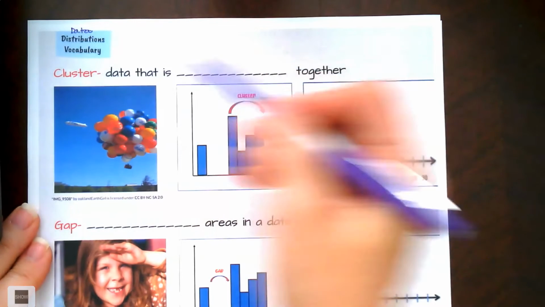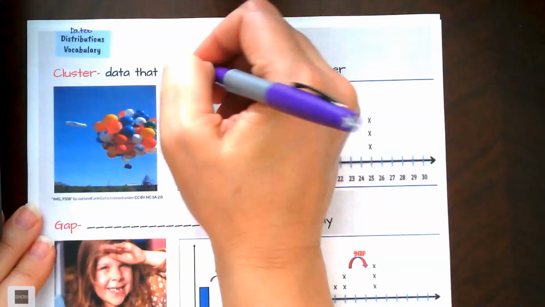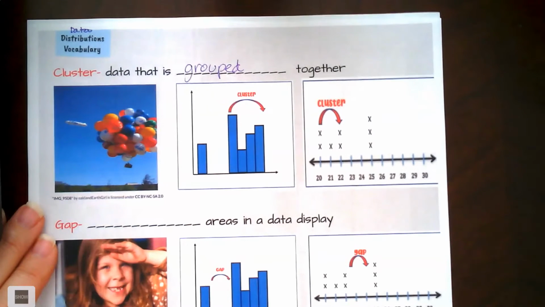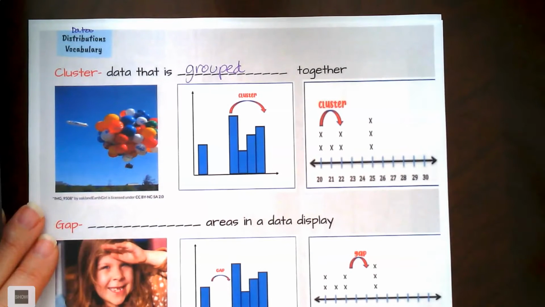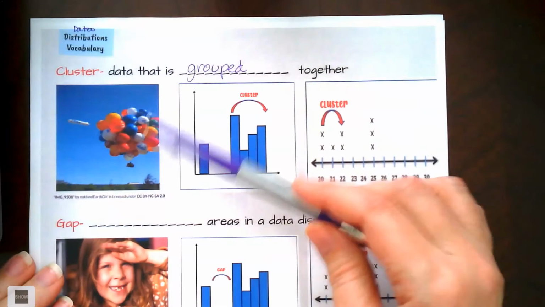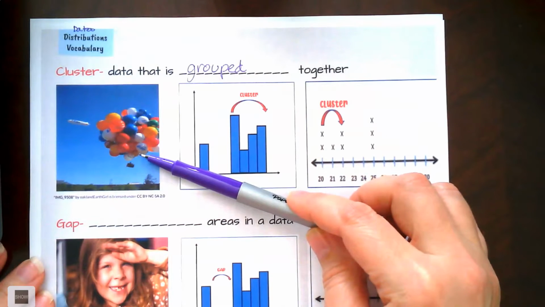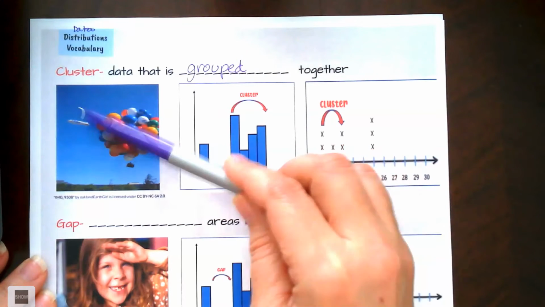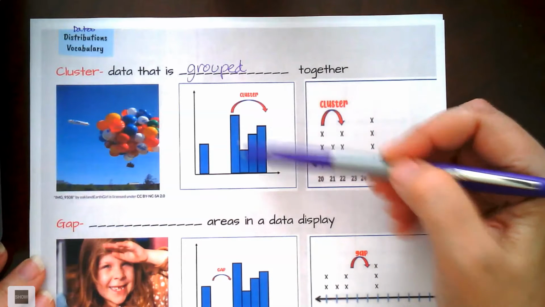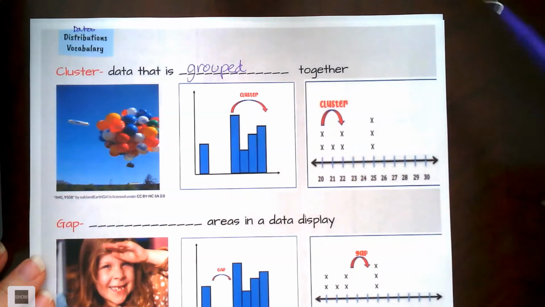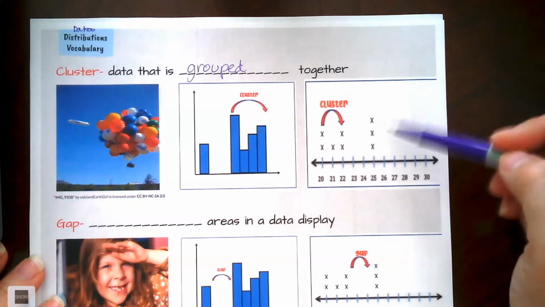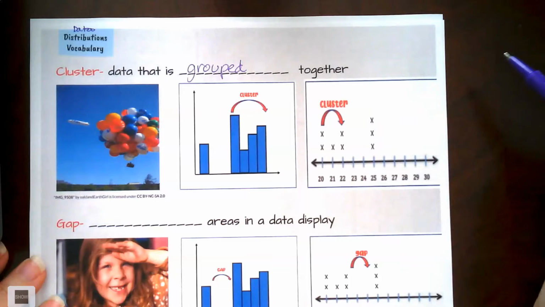A cluster is data that is grouped together. I think about grapes for some reason with this, because you buy a bunch of them, it's bunched or grouped together. Here is an everyday picture of a cluster with some data outside. This histogram shows there's a gap here, so there's a cluster of your data points here. And again, on a line plot, we have a cluster here away from some of our other data points.